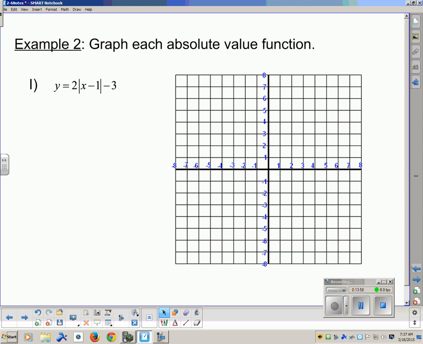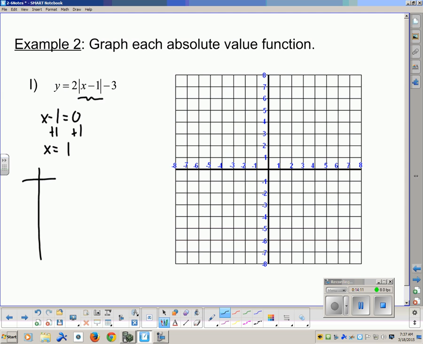All right, so I think we've got time for one more. So this one here, how do you get 0? You get 0 inside there when x is 1. So go ahead and put it in your table. 1, plug 1 in there. So we get 2 times absolute value of 0 is 0. 2 times 0 is 0. Minus 3 is negative 3.